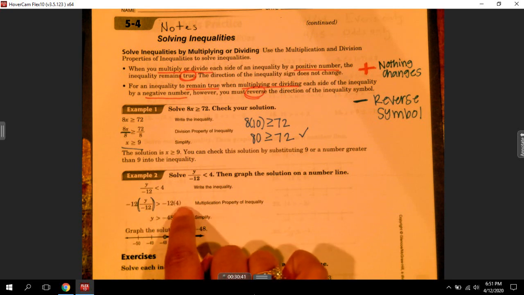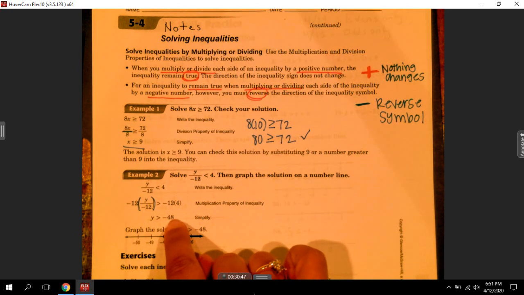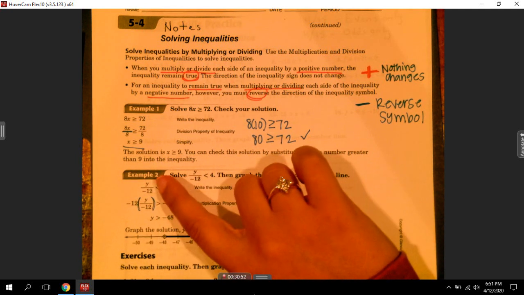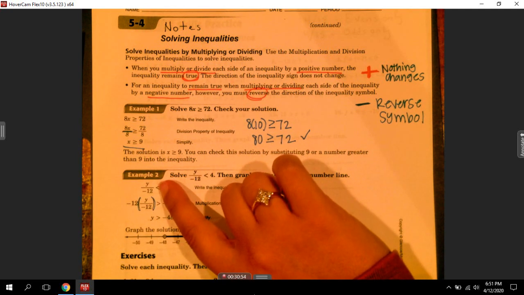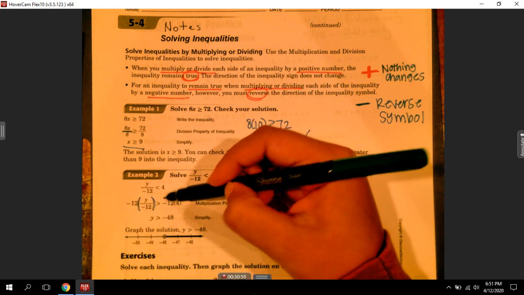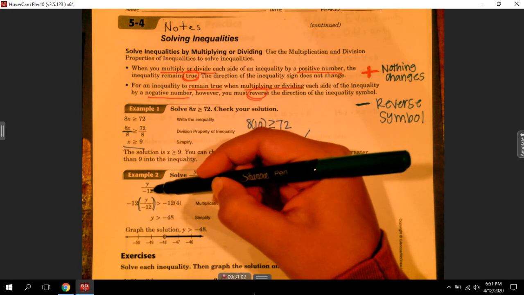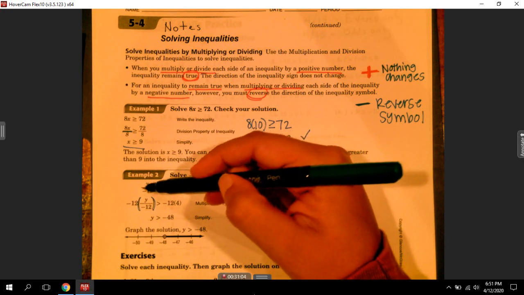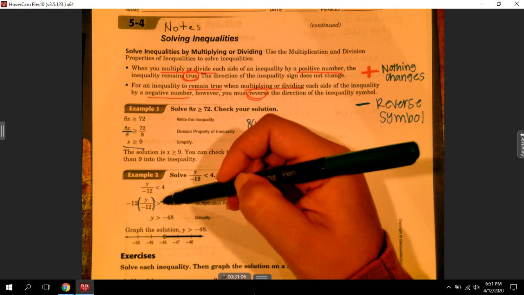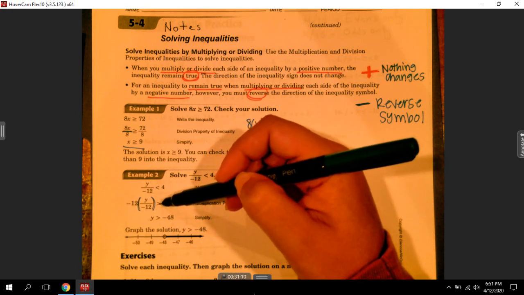Negative 12 times 4 is negative 48. Okay. What happened here? It started off with a less than, but then it changed to a greater than. We changed to a greater than because, remember, we were multiplying by a negative. So because we multiplied by a negative, we went ahead and changed it as soon as we started multiplying, so that you don't forget about it.